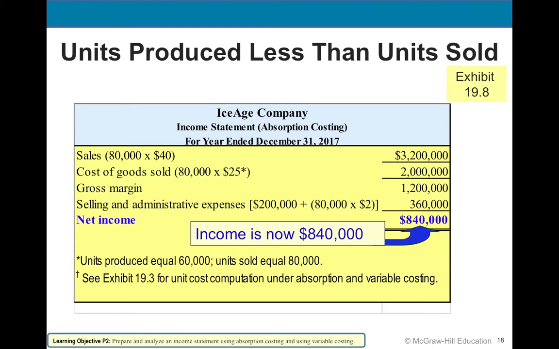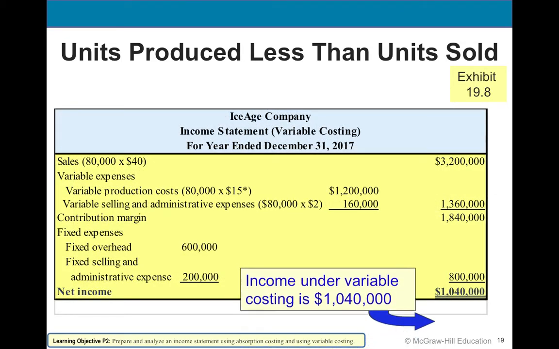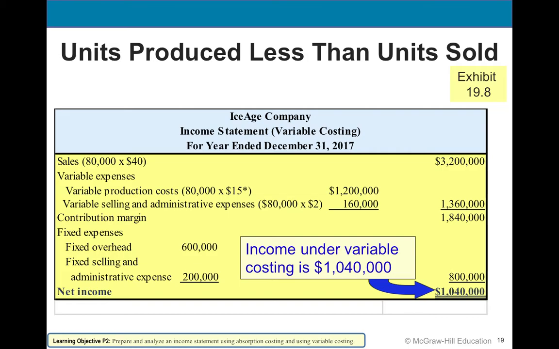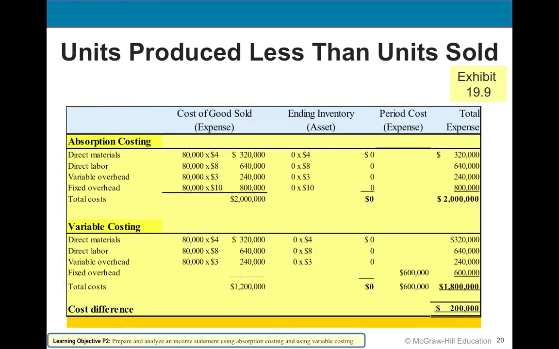Now, let's say you didn't make enough: units produced less than units sold. Income now under absorption is $840,000. Under variable, it's $1,040,000, so it'll be a little bit more here. The difference is right here, that period expense. The cost of goods sold is $800,000 here, fixed overhead. Overall you're going to get $600,000, because it takes it all into consideration to make the product.